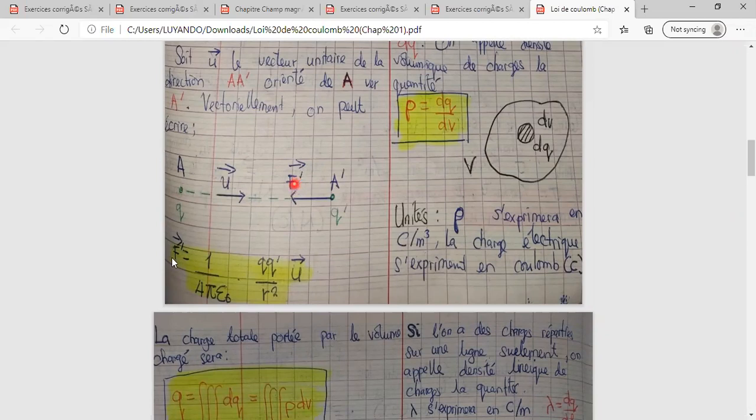This F is equal to 1/4π epsilon 0 multiplied by QQ' over R squared. R is the distance between the charged particles, which is what we have here, R squared. And Q' is what we have here in the direction U. This is our expression for finding the force exerted by a charged particle.